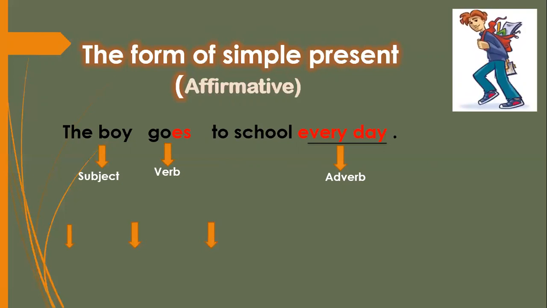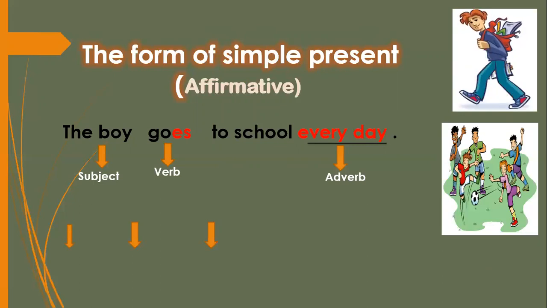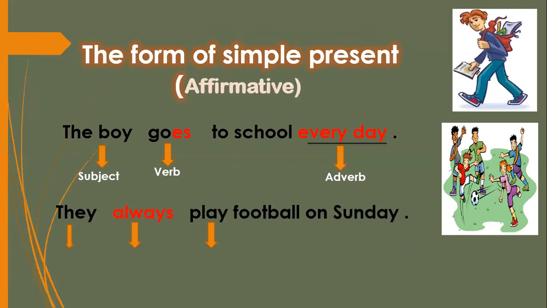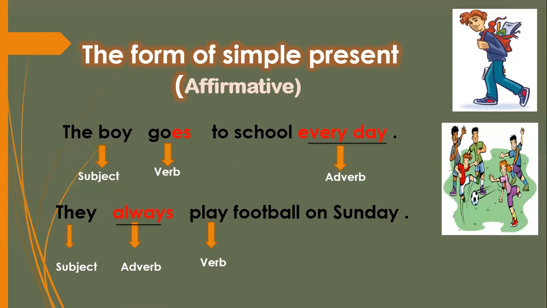Look at this picture. What do they do on Sunday? They, excellent. They always play football on Sunday. Okay, where is the subject here? We have they. And we have an adverb of frequency, which is always, and the main verb, excellent, it is play. Okay, now I want one of you to tell us why do we add es to go in the first sentence, and why do we have only the base form of the verb in the second sentence?